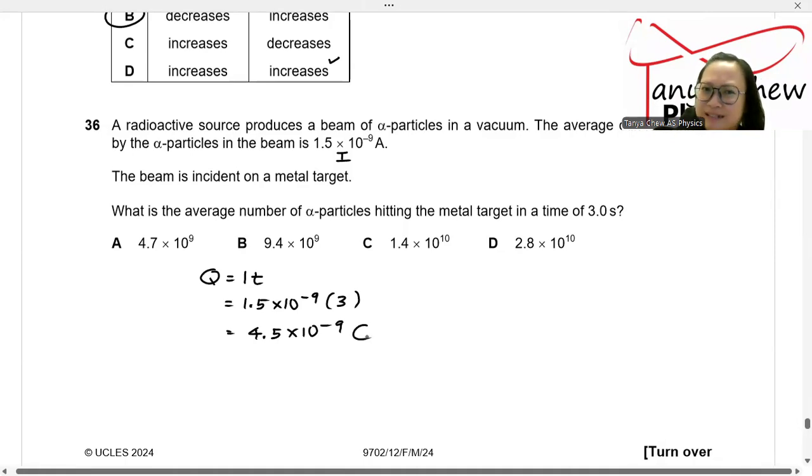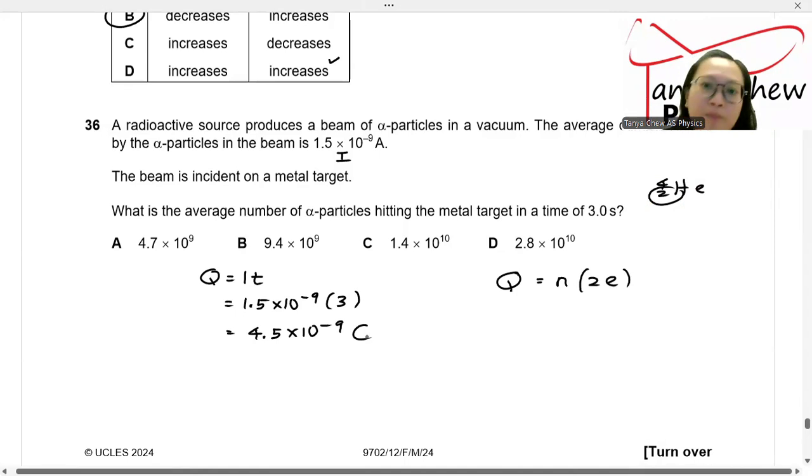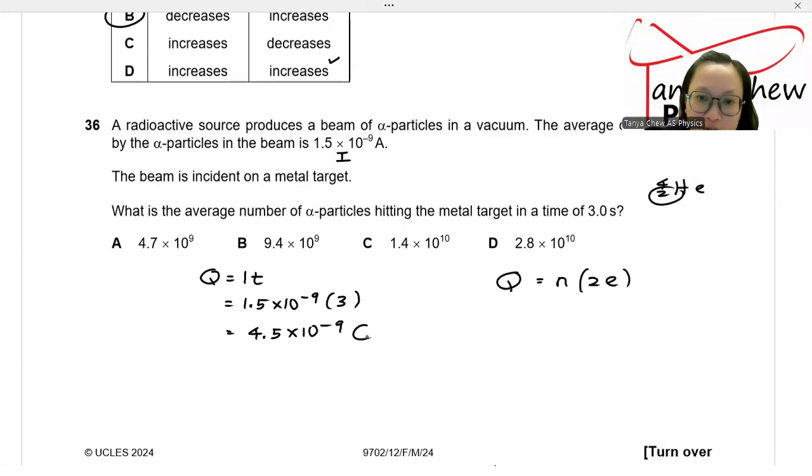But the question doesn't want the total charge. Remember, total charge depends on the number of alpha particles times the charge of an alpha particle. Alpha is 4 2 He. The charge is 2e, remember. So the total charge is given.